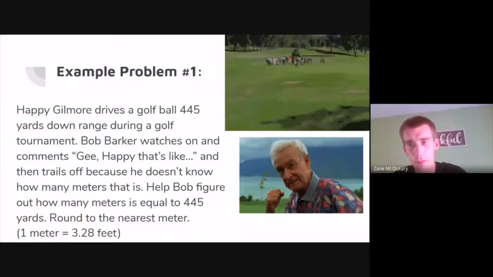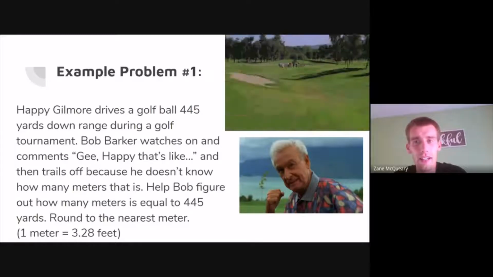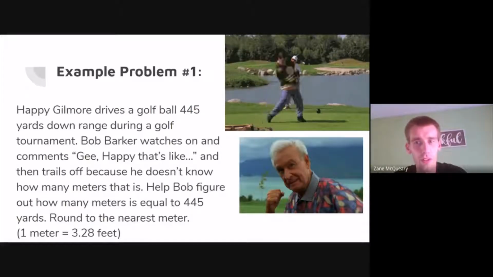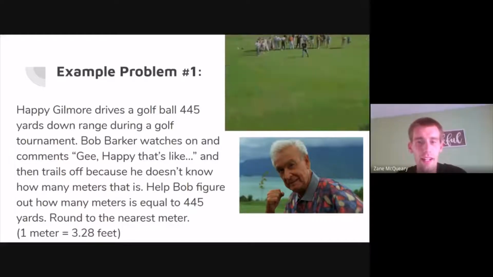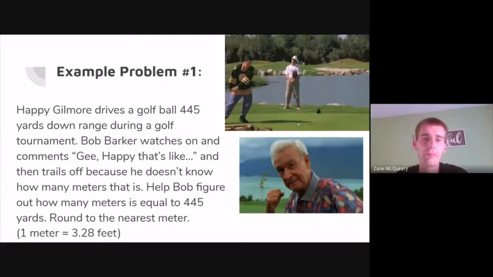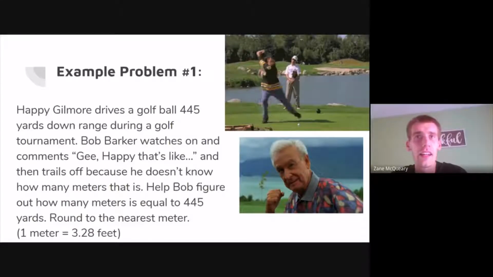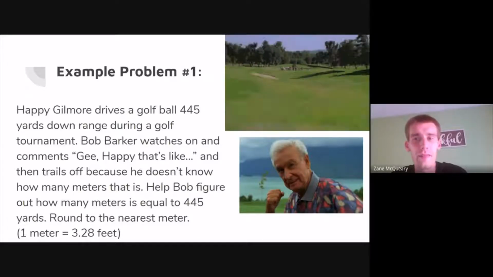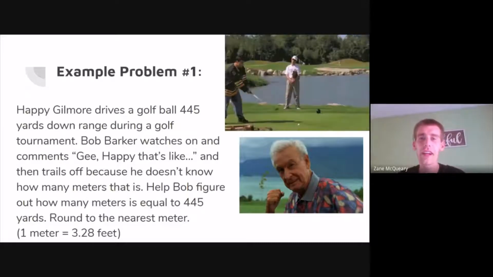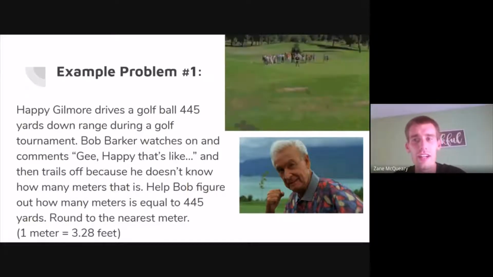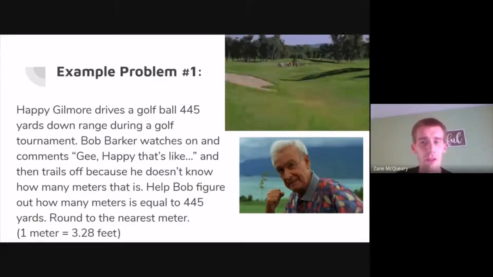Let's do an example problem, all right? Example problems are a great way in physics to get used to the idea of pulling out information that is important to you, devising a plan so you can use that information, and paying attention to details. So if you've seen the movie Happy Gilmore, you know that he has an unorthodox swing, to say the least. And you also know that Bob Barker has a cameo in the movie. Now instead of getting into a fight, we're going to say they have a conversation on the metric system instead. And Bob doesn't know how many meters Happy just drove the ball.